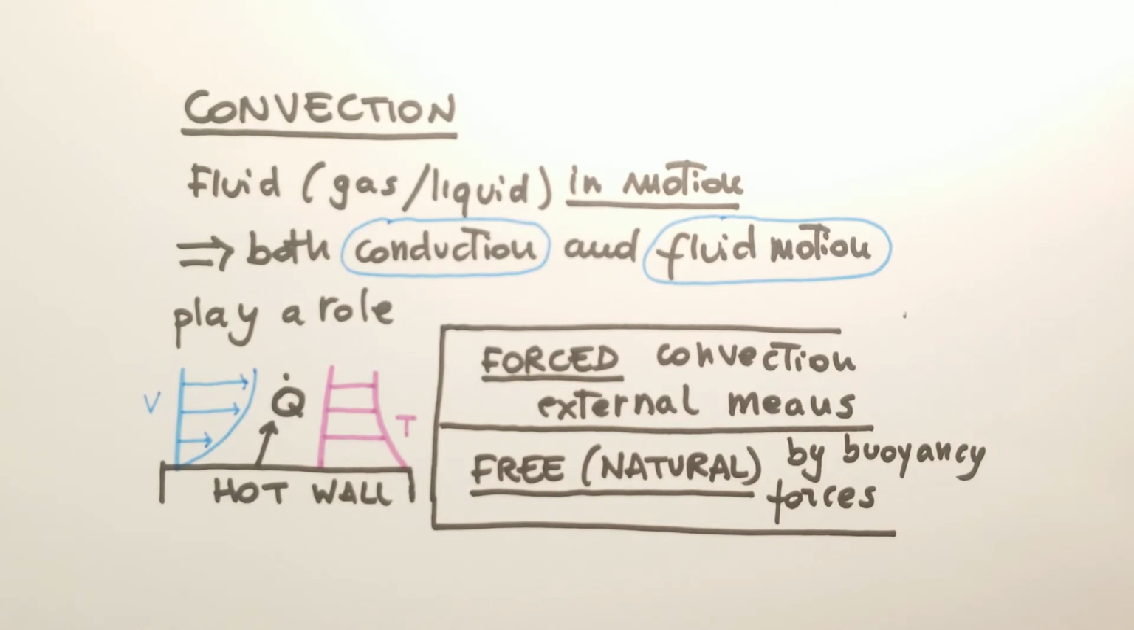In convection, we can distinguish between forced convection, that's due to some external means like a pump or a fan, and free, also called natural convection. That's due to buoyancy forces. So the temperature difference generates the motion that in turn causes convection. I've sketched here the two cases.